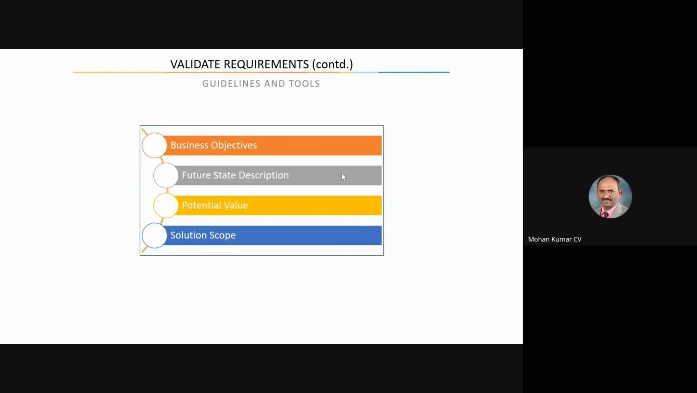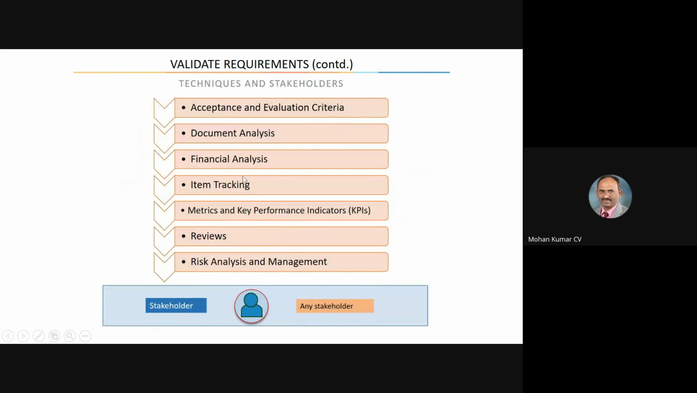Now, the guidelines will be business objectives, future state description, potential value, and solution scope. The different techniques are acceptance and evaluation criteria, document analysis, financial analysis, item tracking, metrics and key performance indicators, reviews, risk analysis, and management. These are different ways you can do validation of requirements.